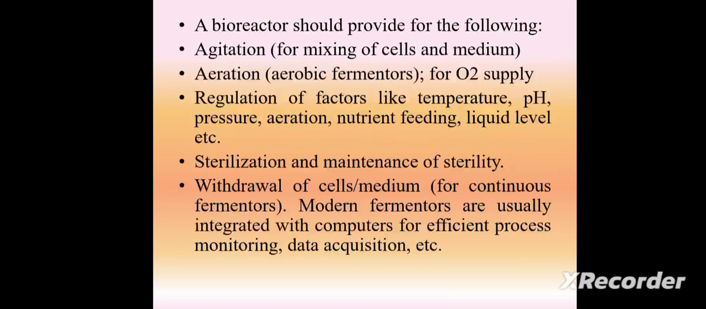Now the bioreactor should provide the following conditions. Agitation, which is important for the mixing of cells and the medium, that is the proper transfer of nutrients to each and every cell. Aeration, that is for the proper oxygen supply. Regulation of factors like temperature, pH, pressure, aeration, nutrient feeding and liquid level. Sterilization, proper sterilization, is important to avoid any type of contamination. Then the maintenance of sterility, with no leakage which may cause contamination.